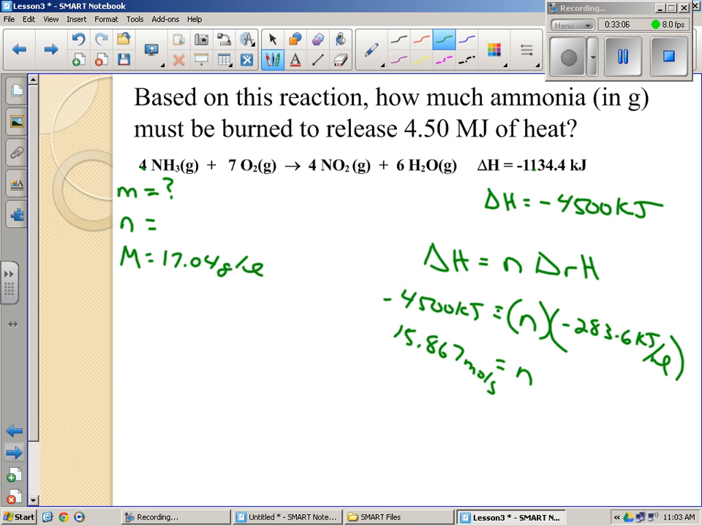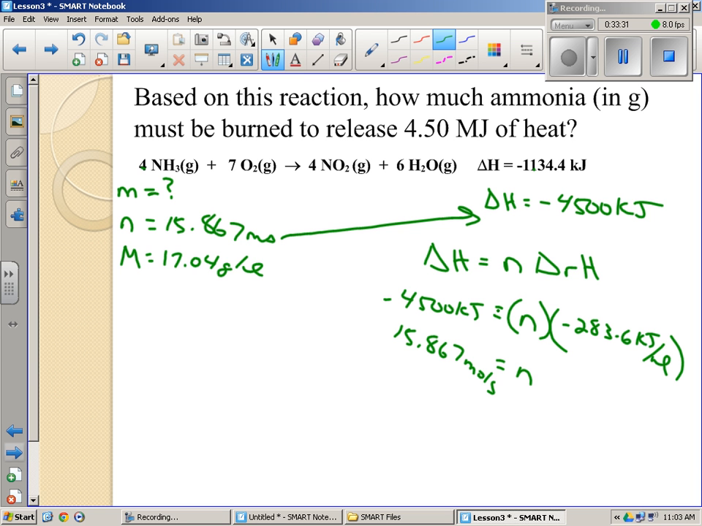And so on, and keep that number in your calculator. Notice I had negative enthalpy change and negative molar enthalpy. Those two cancel to give me positive moles. Make sure you're using the right units there. So I know that 15.867 moles of NH3 gives me that. Okay, that's the relationship here.